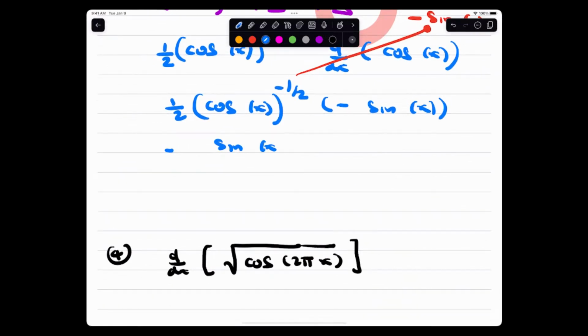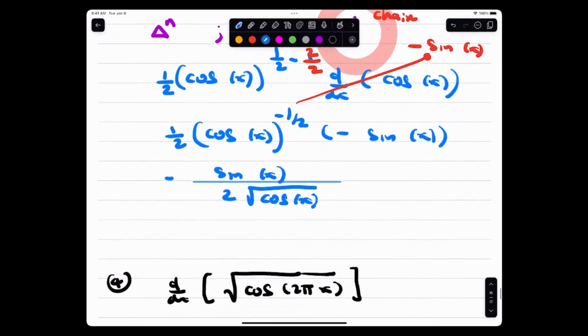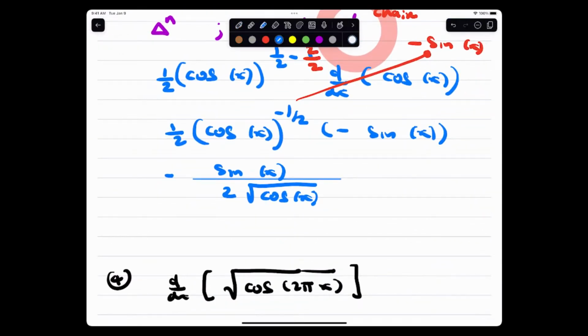Minus sine over what? 2 square root of what? Cosine. Is that true? Yeah. And there you go. I guess we're highlighting it blue. So double check, ladies and gentlemen. You guys are good with that? Does that seem okay? What do you guys think? All righty.